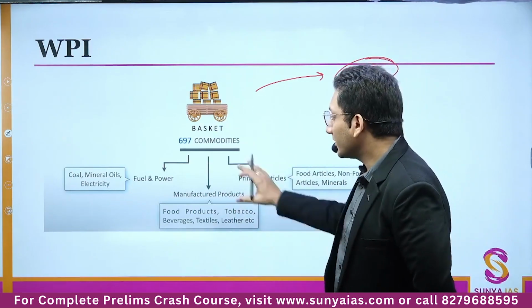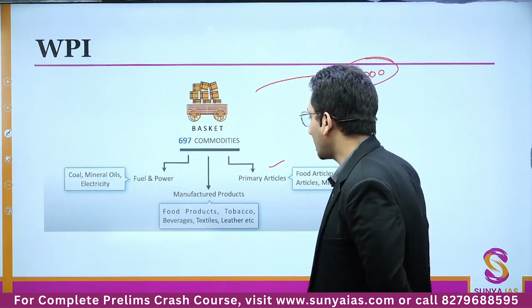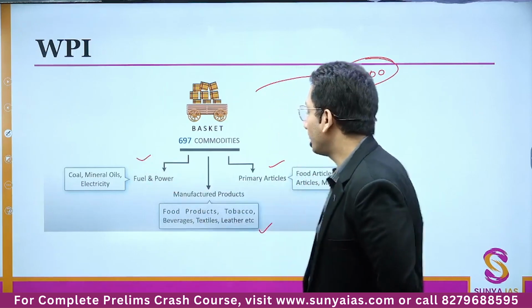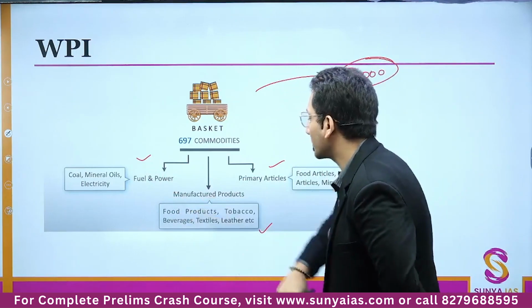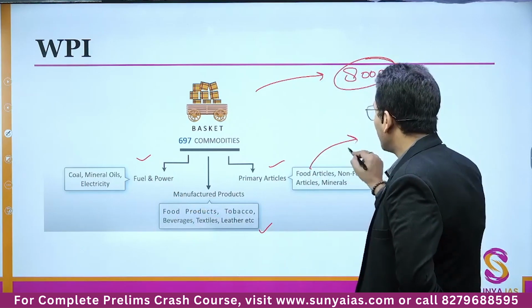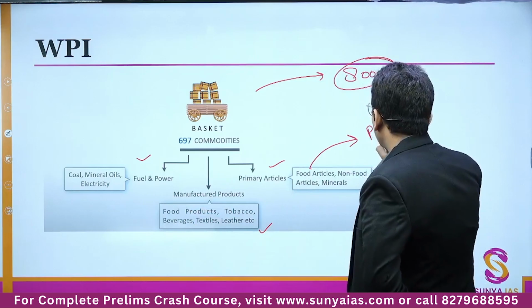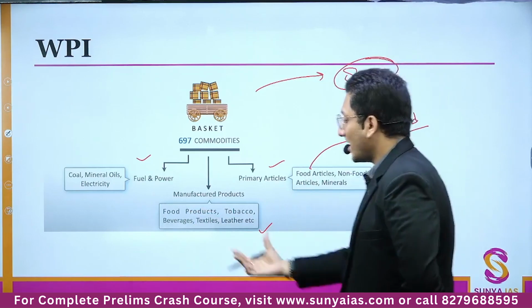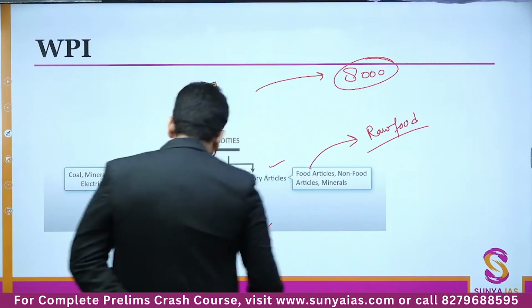Now, it includes these three categories. The first one is the primary articles, second one is the manufactured products, third one is the fuel and power. Now here you can see the food articles is also there and food products is also there. When I'm talking about the food articles in the primary articles, I'm talking about the raw food which are coming directly from the farms. And here when I'm talking about the food products, I'm talking about the processed food such as Maggi.